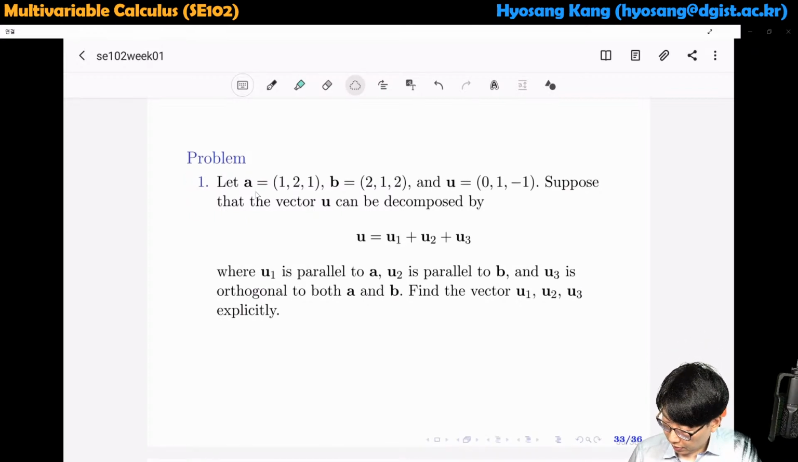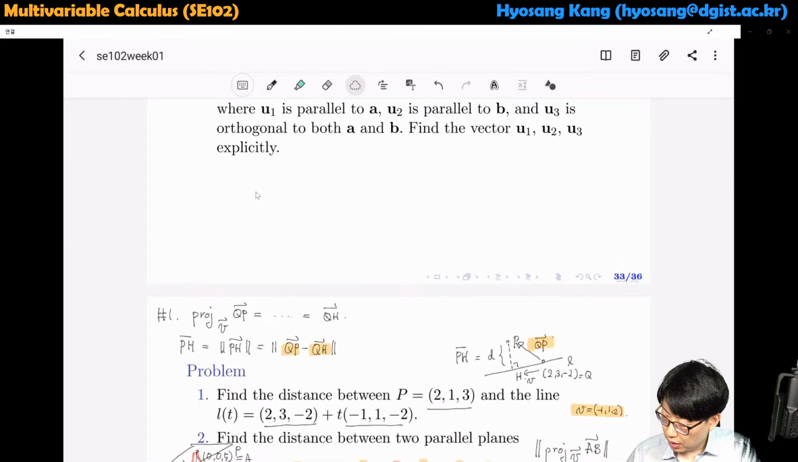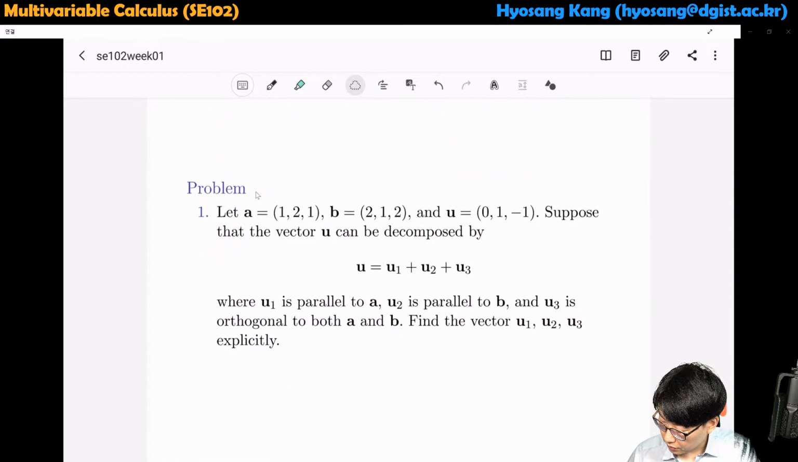Okay, so this is the problem in week 1 on page 33. So we have three vectors a, b, and u. We want to decompose u into three vectors where u1 is parallel to a, u2 is parallel to b, and u3 is orthogonal to both a and b.